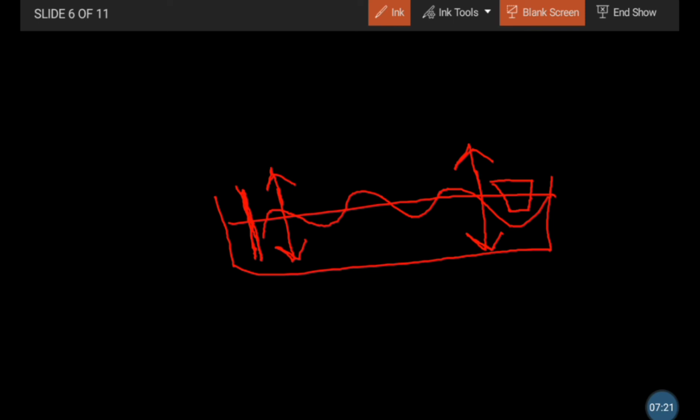Okay, now we have the kinetic energy. The kinetic energy lies in the pencil, and the wave transferred that kinetic energy from the pencil to the cork.